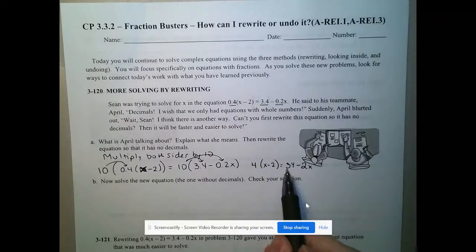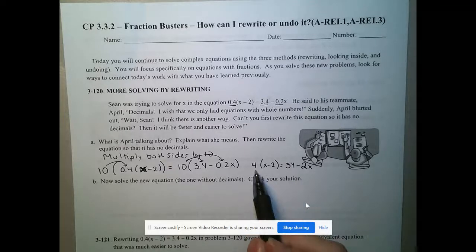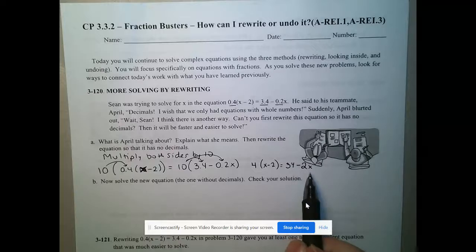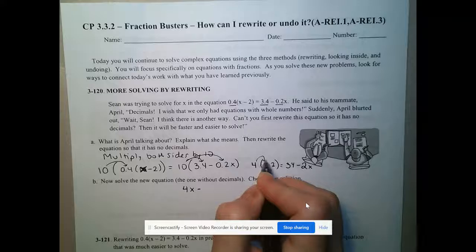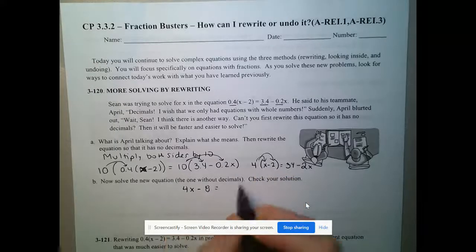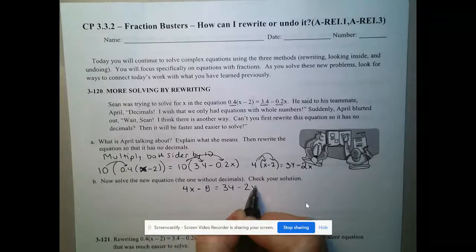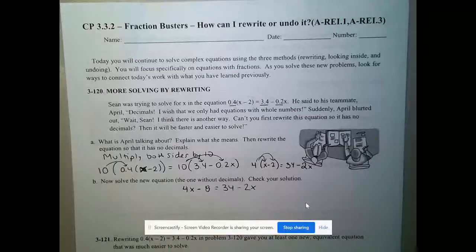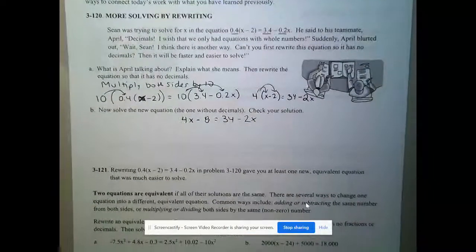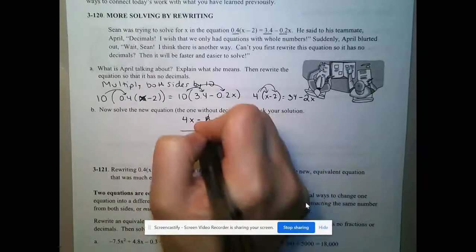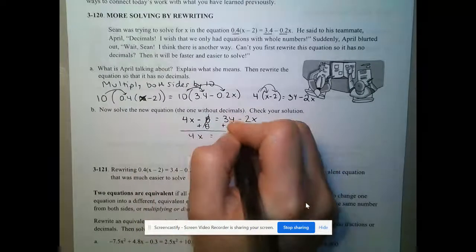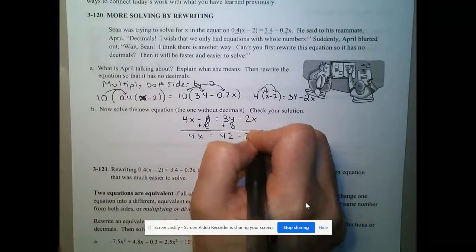If we then wanted to solve it, from this point, I would distribute the 4 to both terms. Since 34 and 2 aren't divisible by 4, I wouldn't use that strategy. I would rewrite 4 times x minus, and 4 times 2 is 8, equals 34 take away 2x. I now have an equation where I can start solving by doing things to both sides. So I'm going to choose to add 8 on the left, add 8 on the right. So I've got 4x equals 34 plus 8 is 42 minus 2x.